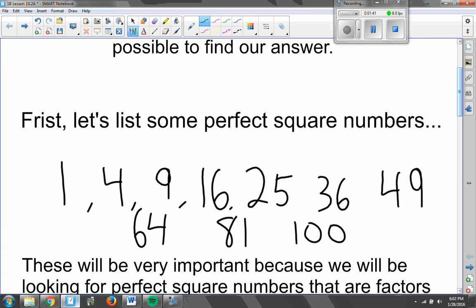This is a list of perfect square numbers that we are going to use to help us simplify square roots that are not those nice, easy numbers, right? Because we know if I take the square root of 4, I get 2. If I take the square root of 9, I get 3 or negative 3, right? If I take the square root of 16, I get 4 or negative 4, and so on. We are going to be simplifying, in this lesson, square roots that do not come out nice and even, like 5 and negative 5, or 4 and negative 4, but have some crazy long decimal.